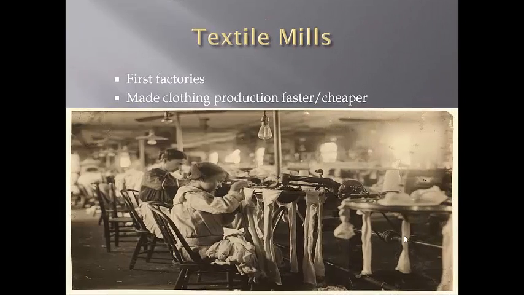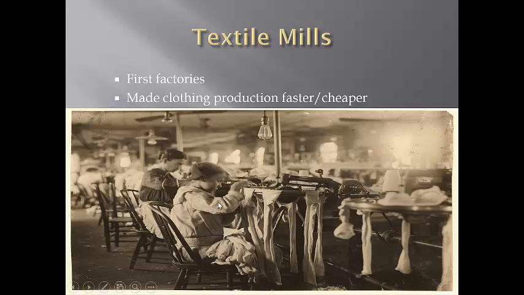Textile mills. This is not necessarily an invention, but rather a place. These are the first big types of factories. And a textile mill makes clothes, right? And that's what textiles are, fancy word for clothes. And so these are the factories where we're making clothes. And what happens is, we're no longer making clothes by hand. That takes too long. We're making clothes in mass production, right? We're able to make so many of them at a time.